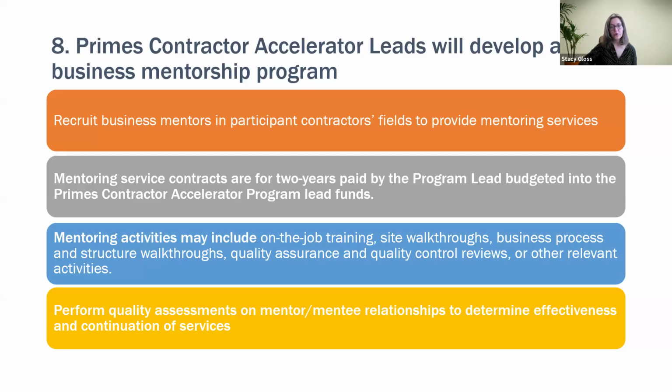In delivery of program element 8, leads are responsible for recruiting mentor companies in the participants' field to provide mentor services. The leads collaborate with the mentor companies in delivery of program services. What the program lead will strive for from the mentor service contract is 2 years of mentoring services to be provided by the mentor to the participant.